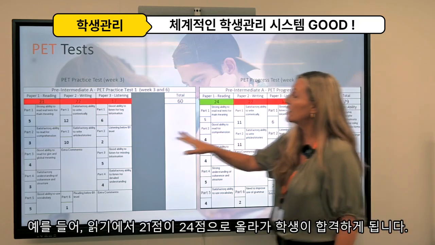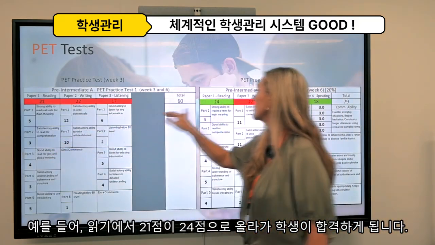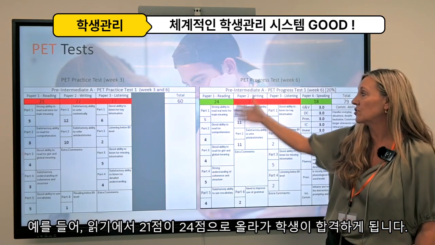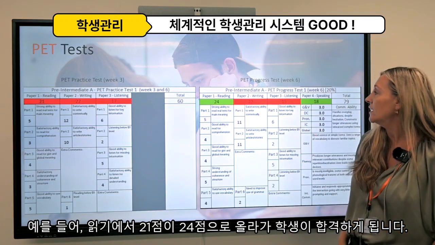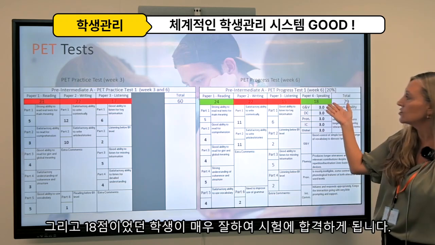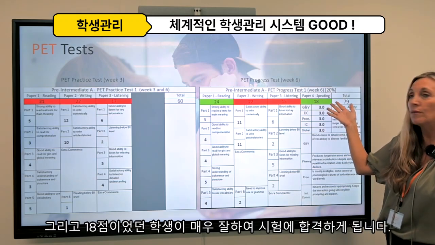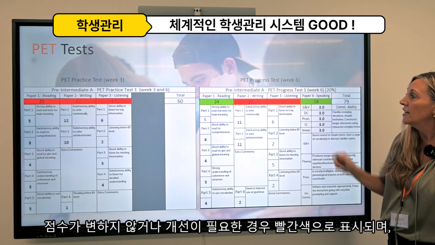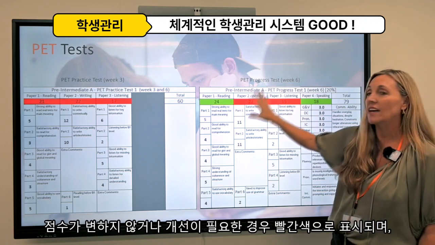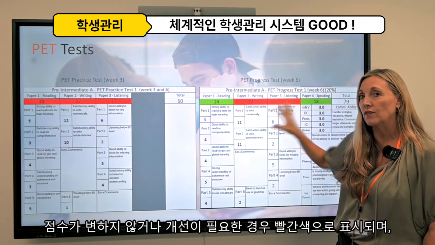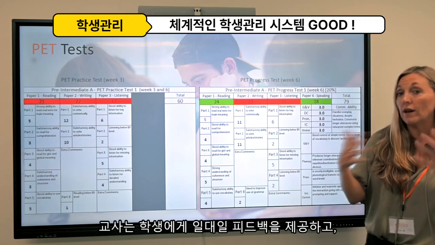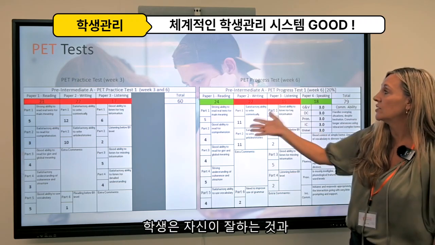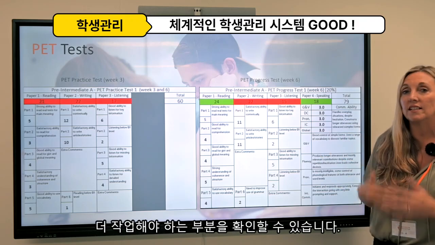So you can see the reading 21 points went up to 24 points, and now the student is in green, and now the student is passing the PET test. Okay, and over here 18, the student did really well and they are also passing the PET test. It will come up in red if they stay the same or they need to continue to improve in that part of the test. And again, the feedback's given one-on-one to the student, and the student can see what they're good at and what they need to work more on.